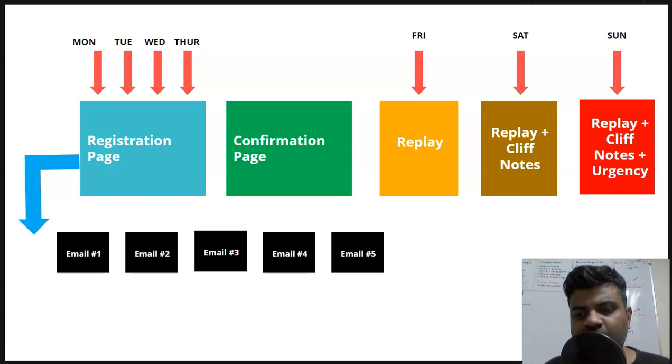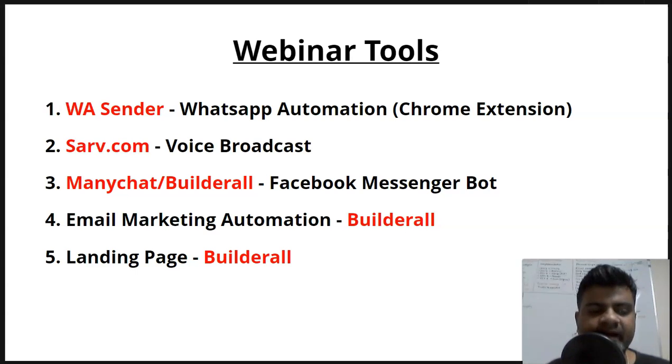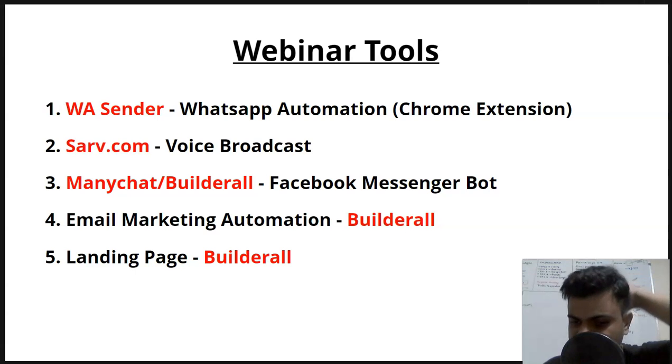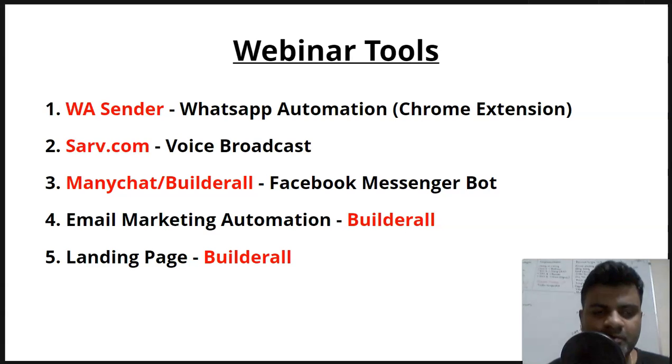So what are the tools that are required? WA Sender is a WhatsApp automation Chrome extension that I use. Be very careful when you are using a Chrome extension for WhatsApp automation. There are so many tools coming up. The only concern is making sure your number doesn't get banned by WhatsApp, because there's a possibility that people report it to WhatsApp as spam or something like that. There is also WA Center, but it's not available right now. You can go and search for WhatsApp automation tools.